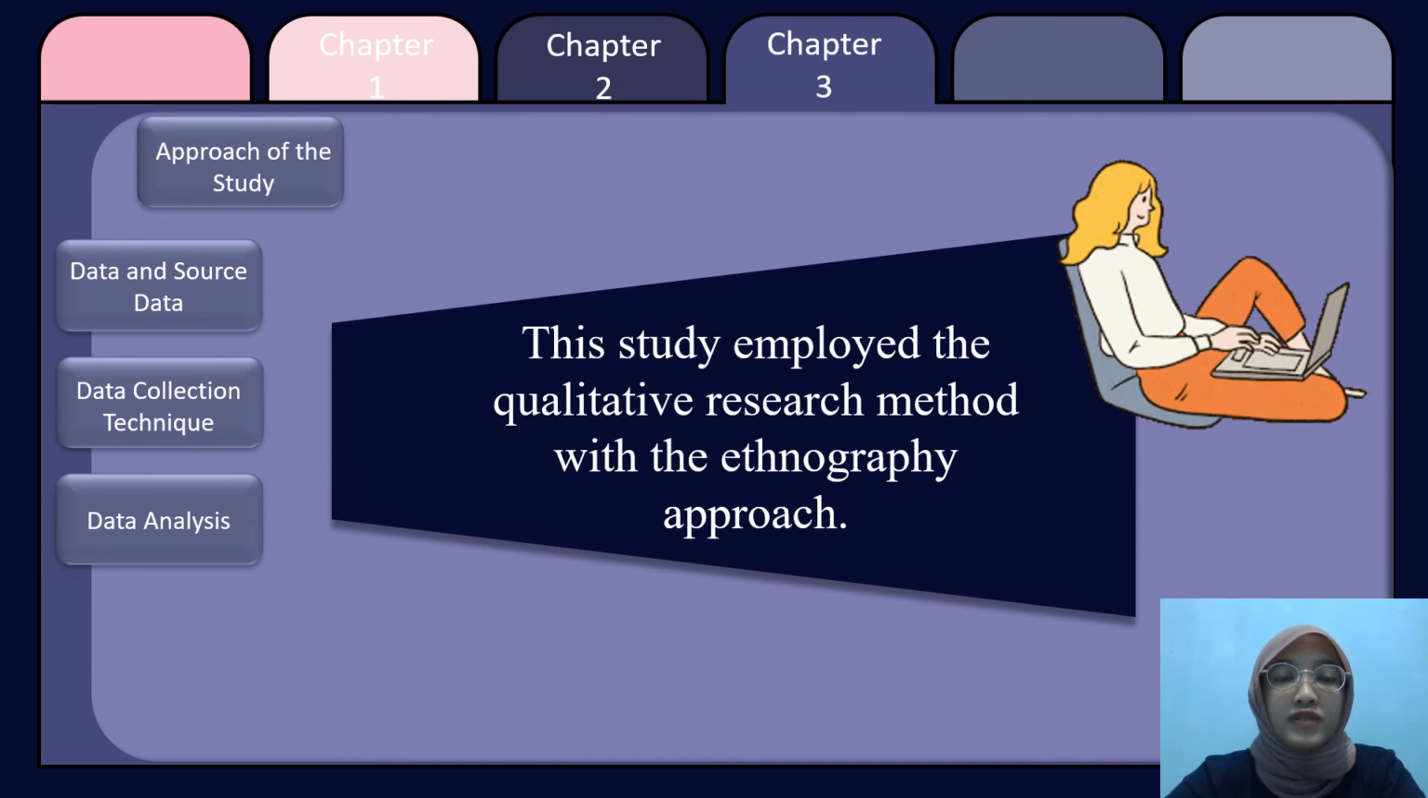So, the approach of the study: the study employs the qualitative research method with the ethnography approach. The qualitative method was chosen because the study aims at providing an insight into describing the teaching style of the subject under study. So the study examined human behavior in a natural setting from a cultural perspective.